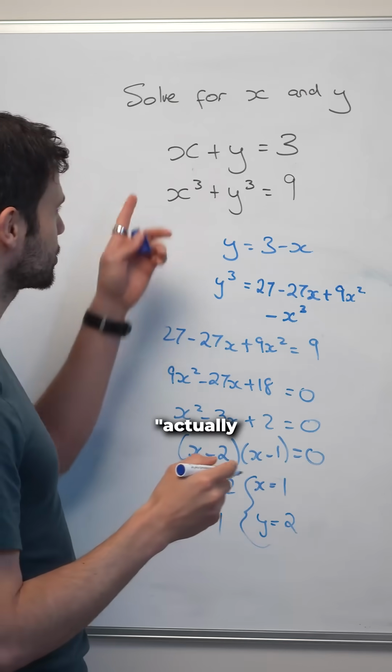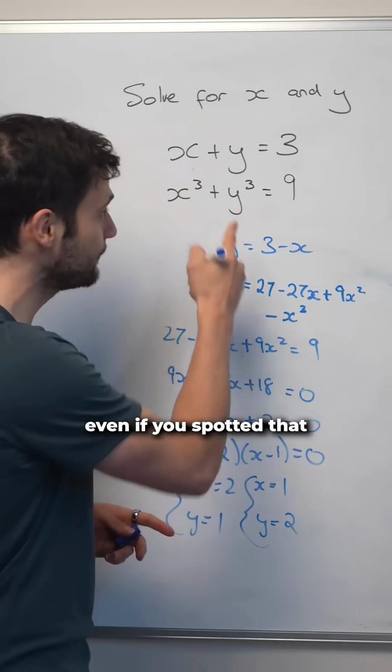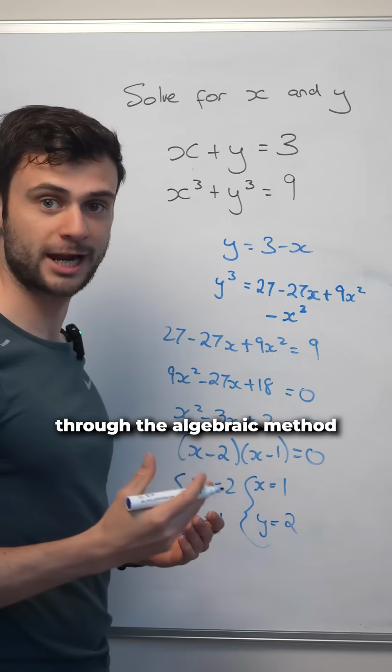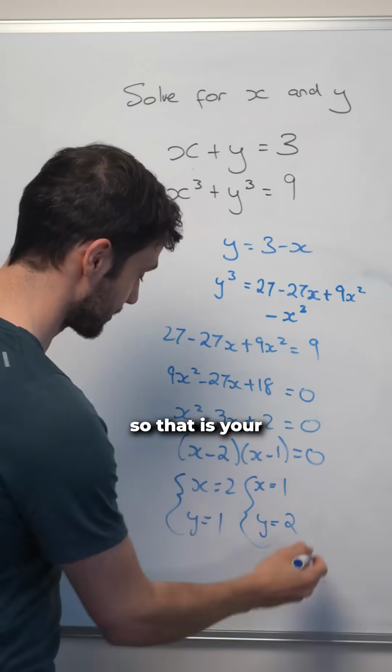Now you may think, actually, I saw that right at the beginning without having to do any of this work. Even if you spotted that from the first two equations, you still need to go through the algebraic method to show that there's not other possible solutions as well. So that is your final answer.